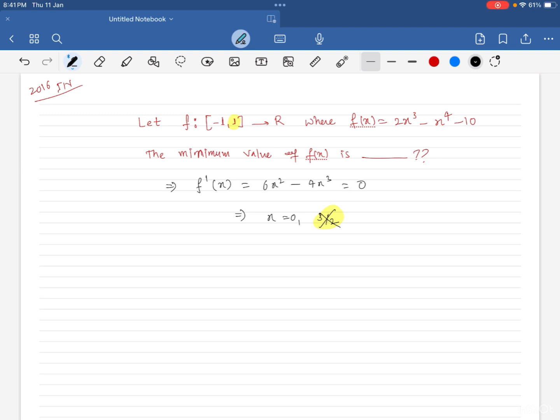Now we have the points, that is -1 and 0. So find the value of f at -1, that will be -2 minus 1 minus 10, so that will be -13, and at f of 0 it will be -10. So the minimum value of f(x) is -13.